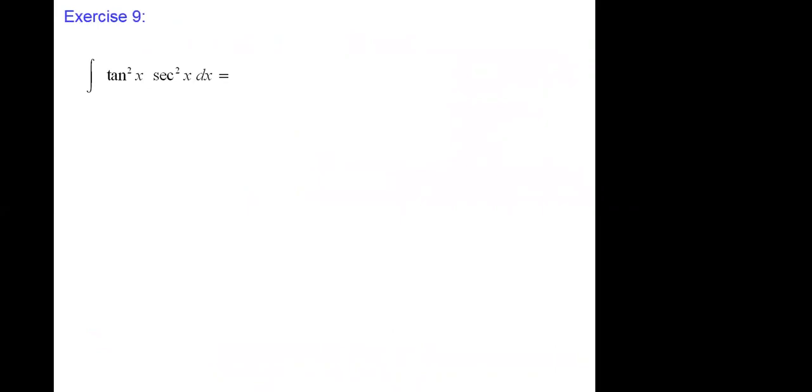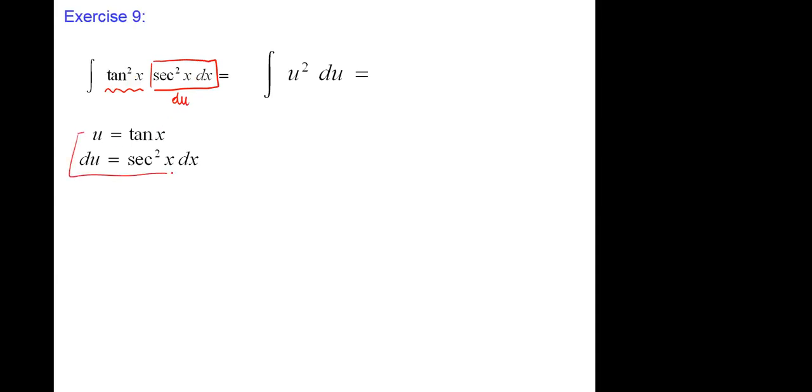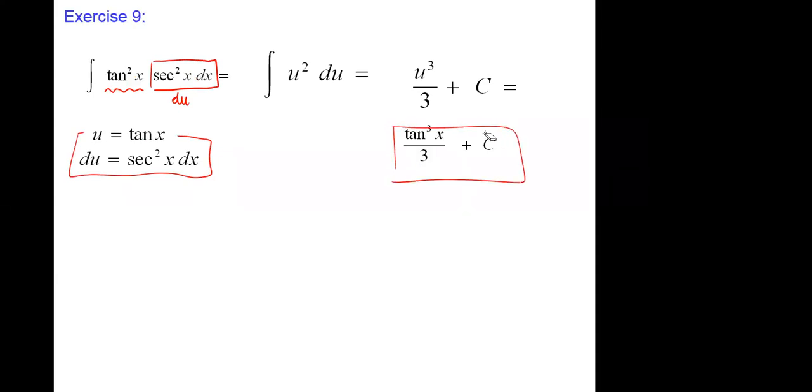Okay, tangent square of x times secant square of x. Actually, perfect, because secant square of x is the derivative of tangent, and the whole formula outside my box is in terms of tangent. I will let u be tangent, and it's just u squared, tangent square, and this is du. We can nicely see the integral of u squared, u cubed over 3. And let's rewrite u in terms of tangent. That's the final answer.